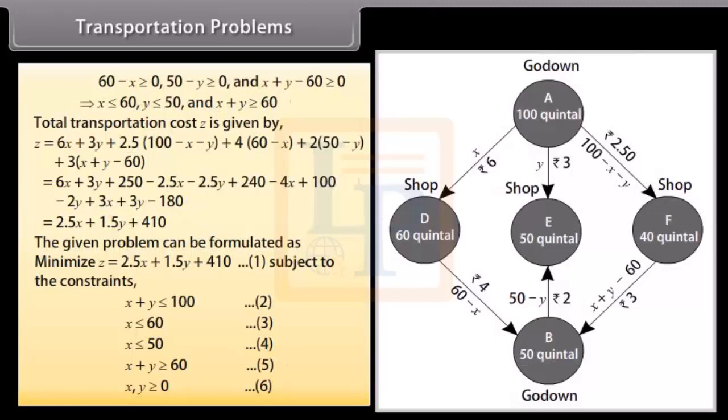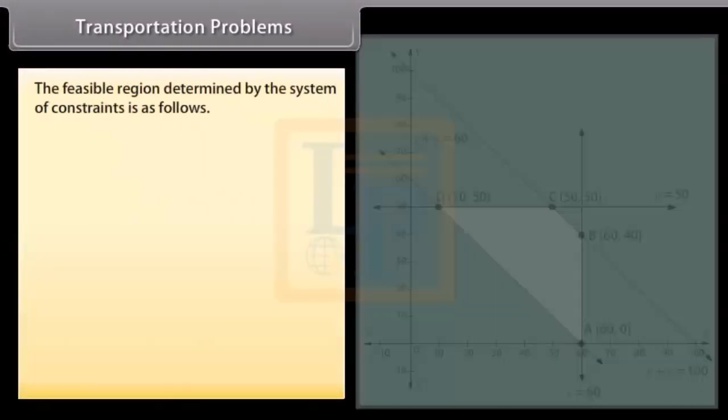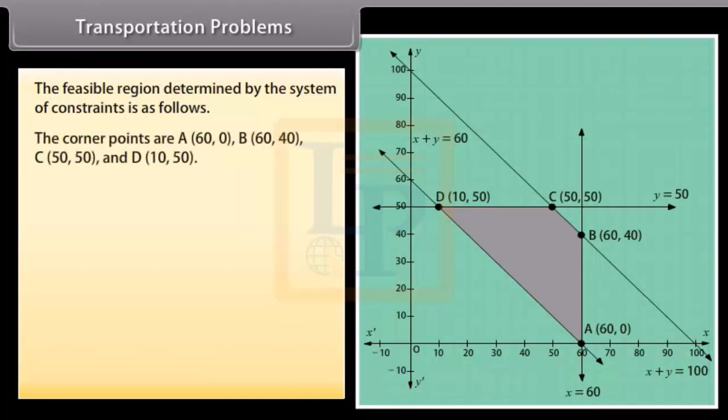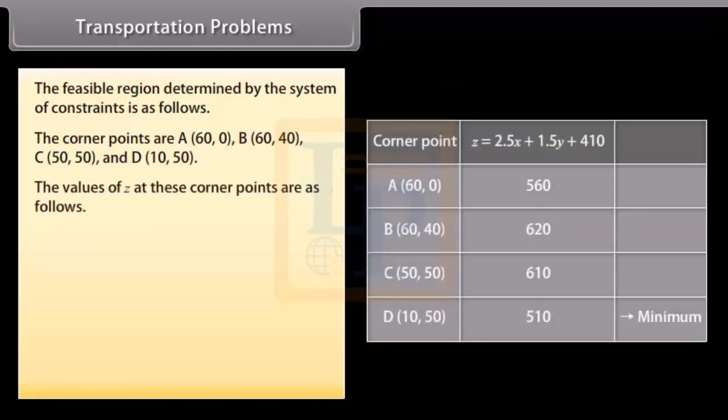Mark it as equation 1, subject to the constraints. The feasible region determined by the system of constraints is as follows. The corner points are A(60, 0), B(60, 40), C(50, 50) and D(10, 50). The values of Z at these corner points are as follows. The minimum value of Z is 510 at (10, 50).